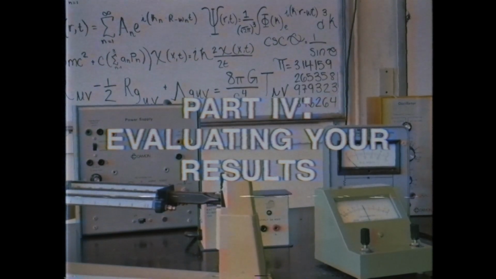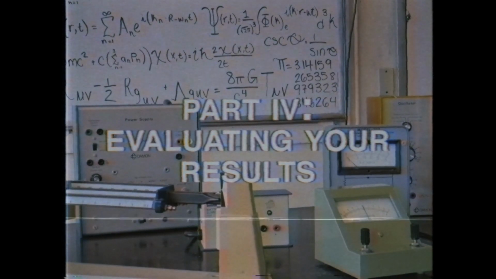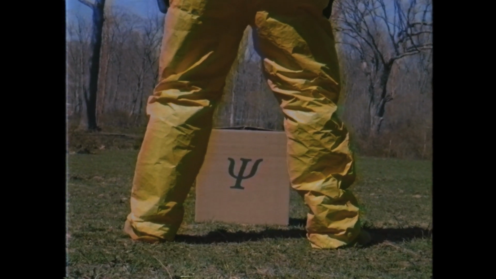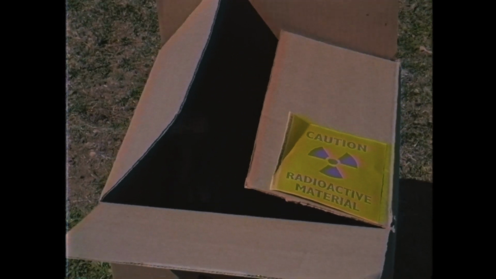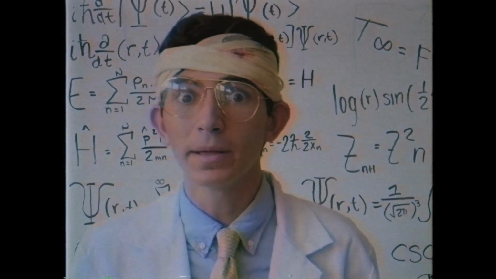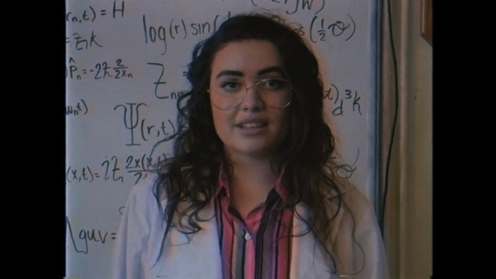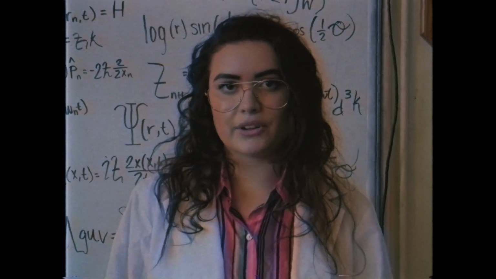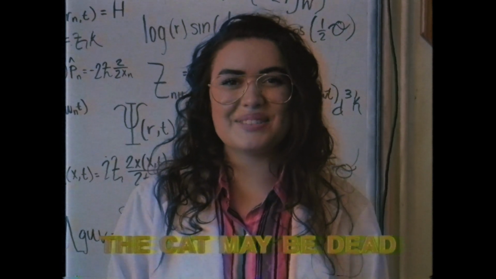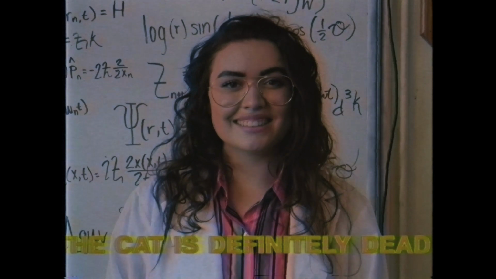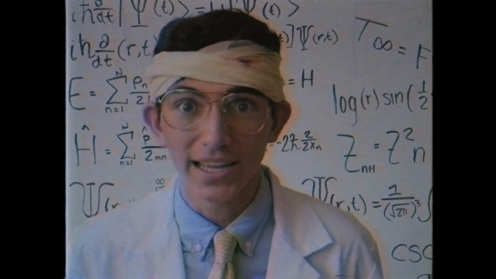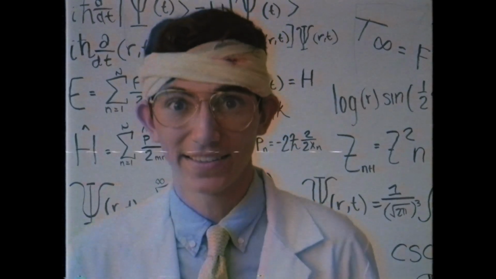Part 4. Evaluating your results. If we were to open the box, the wave functions of the cat and the particle would collapse, meaning all sense of probability would be eliminated, as we would know the outcome with certainty. Once the wave function does collapse, you can go from saying, for example, the cat may be dead, to the cat is definitely dead. If your cat is dead, don't worry. It means your experiment is working.